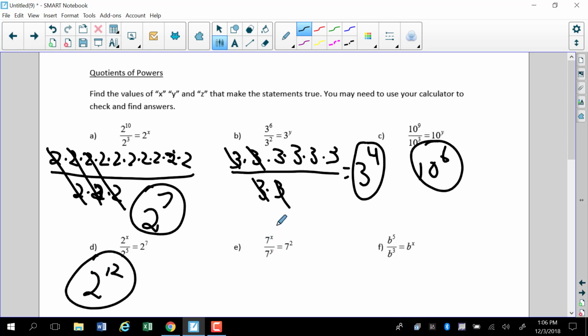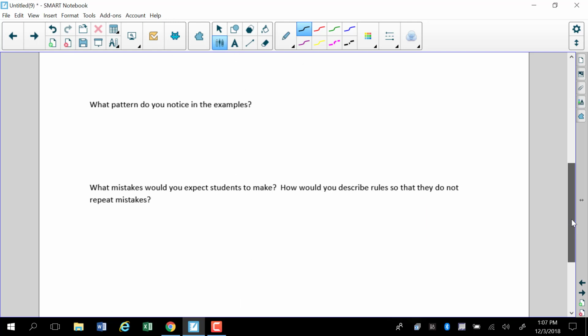Here, can you give me any 2 numbers that give me a 2? It could be 7 to the 5th over 7 to the 3rd, or you could do 7 to the 10th over 7 to the 8th, as long as they're 2 apart. This one right here works as well, as does a b squared. So the pattern you notice is you can subtract exponents.